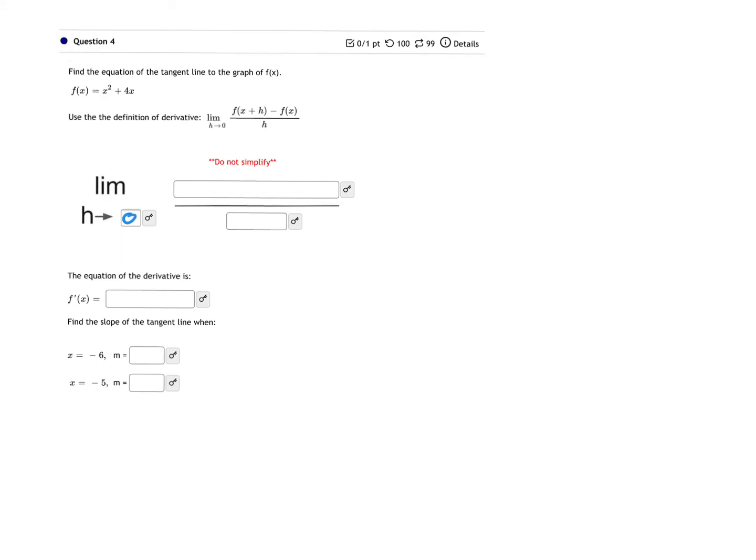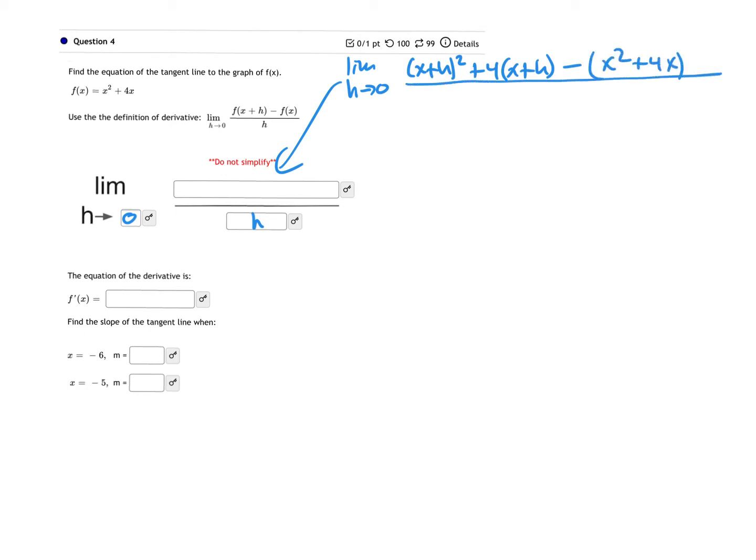So the limit as h approaches 0, and we want h on the bottom. So to put that in, I'm going to do my limit. So I have the limit as h approaches 0 of (x plus h) squared plus 4 times (x plus h) minus (x squared plus 4x), all of that over h.